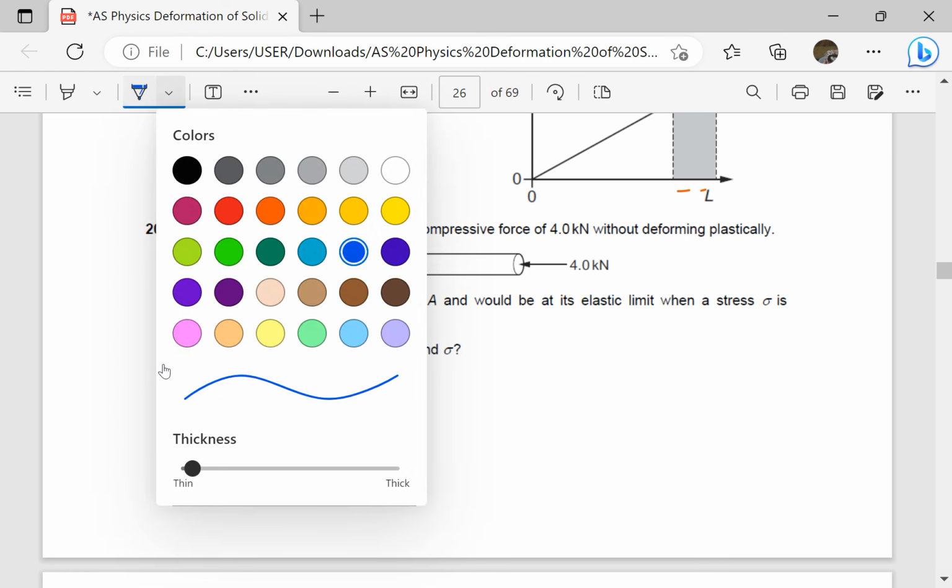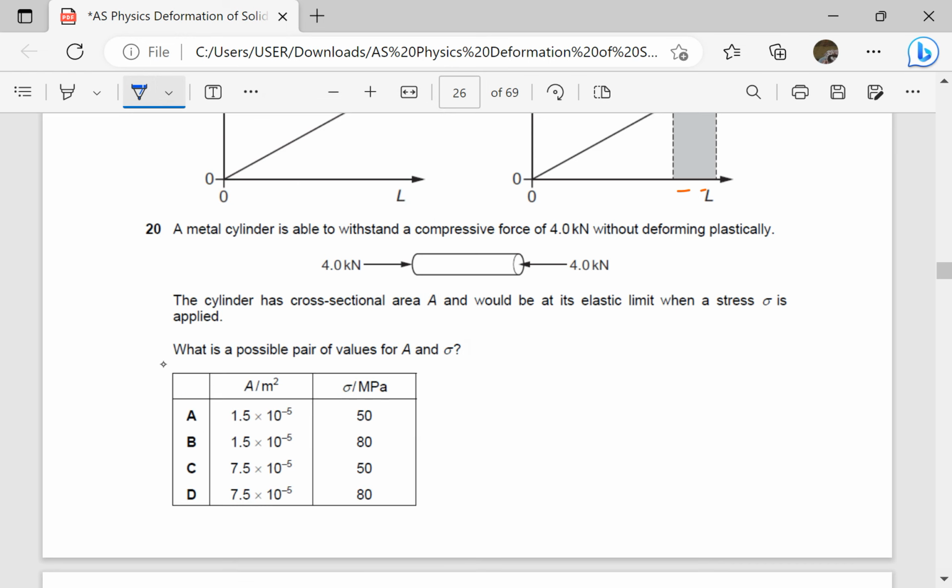A metal cylinder is able to withstand a compressive force of 4 kilonewtons without deforming plastically. If it can withstand 4 kilonewtons without extending plastically, it means the elastic limit could be greater than 4 kilonewtons, slightly greater than 4 kilonewtons.